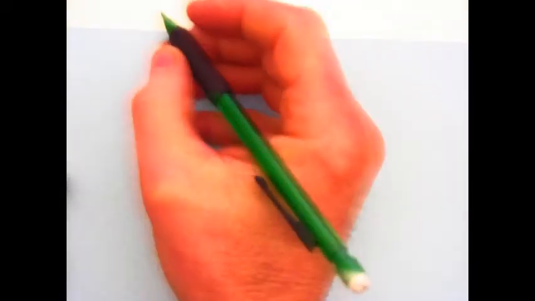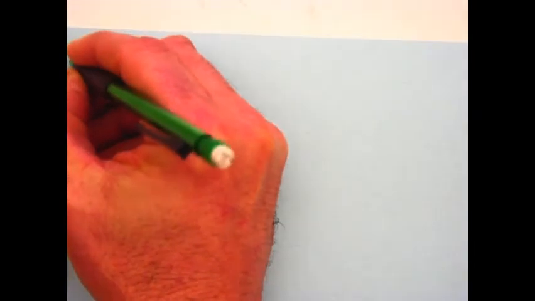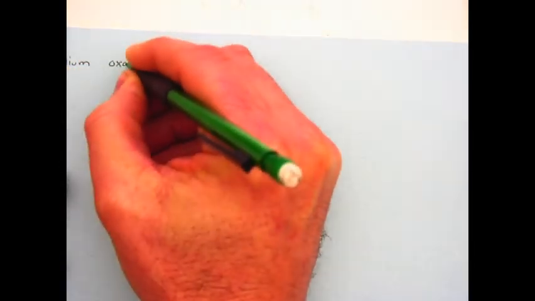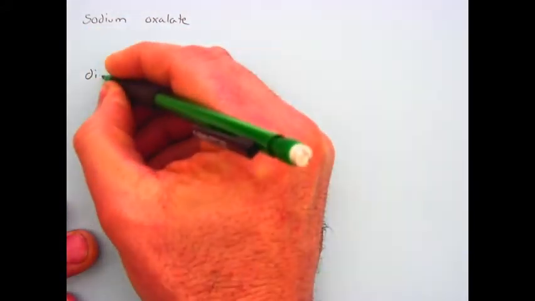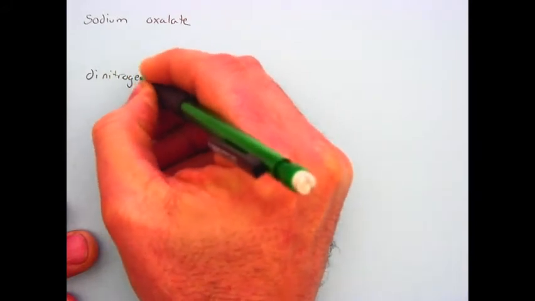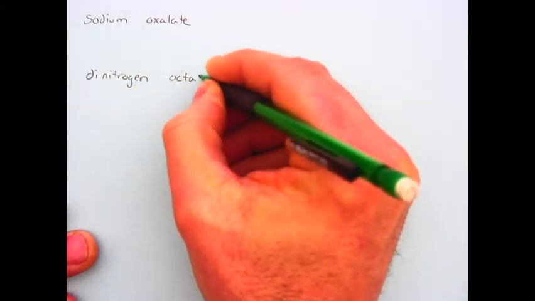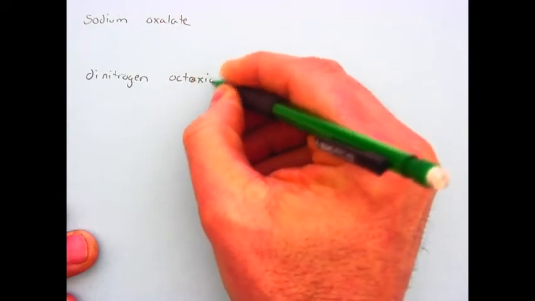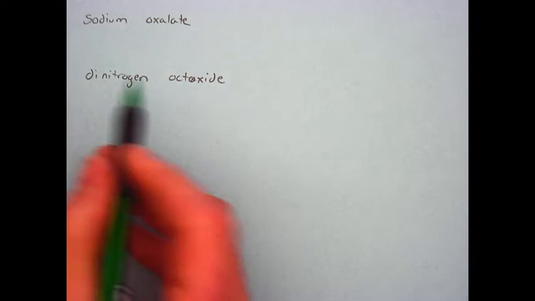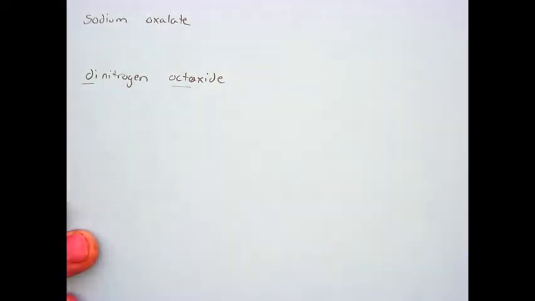For example, if it's sodium oxalate, this starts with a metal, and there's no prefixes anywhere, so you know that it's going to be an ionic compound. If it is a compound that has Greek prefixes, like dinitrogen octoxide, then it has Greek prefixes, and therefore it's molecular. Plus, it starts with a non-metal.